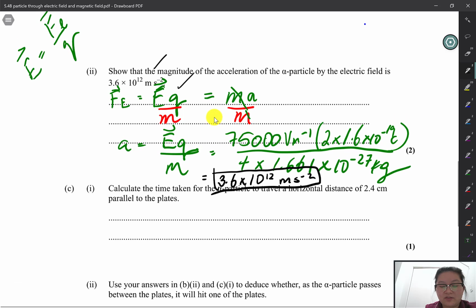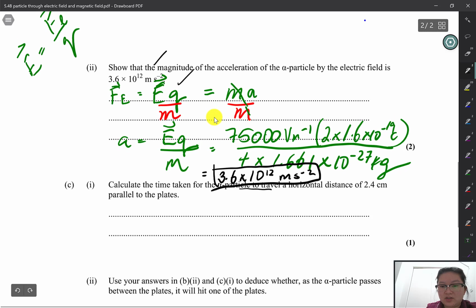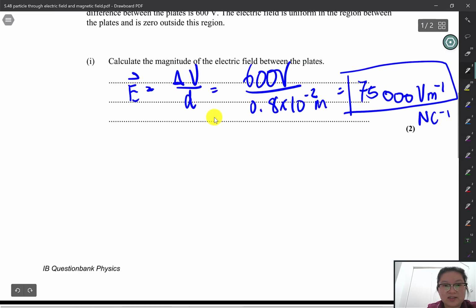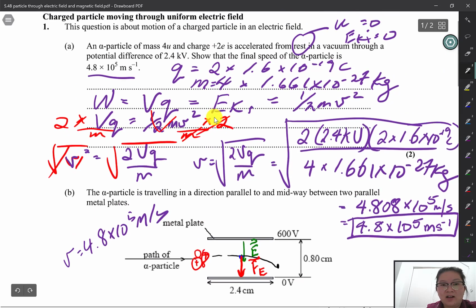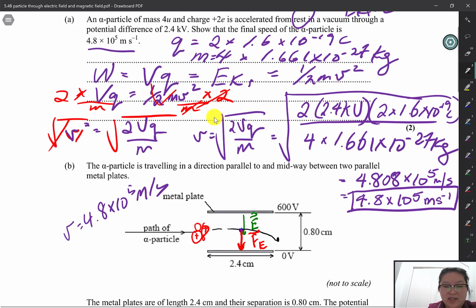Calculate the time taken for the alpha particle to travel a horizontal distance of 2.4 centimeters parallel to the plates. This question is not very clear that this alpha particle is about to be sent through these metal plates. It kind of assumes that you're going to make that connection. It doesn't make that very clear. First of all, you have to be careful.